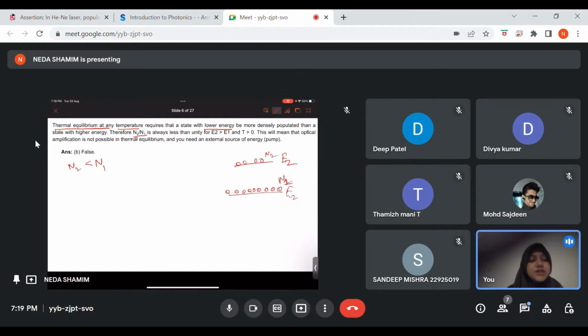And so what do you need? You need an external pumping source of energy, so that you can pump the atoms in the lower energy level, this will be E1 actually, to the higher energy level.